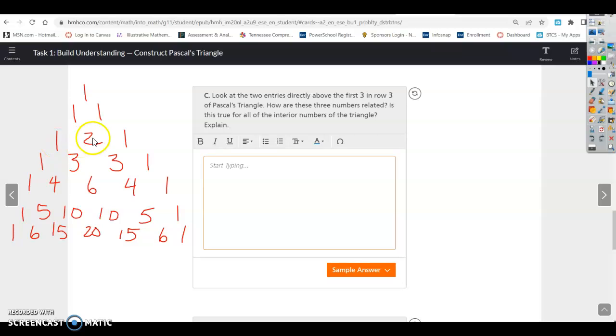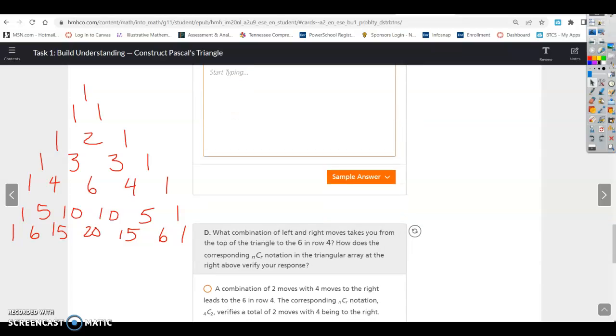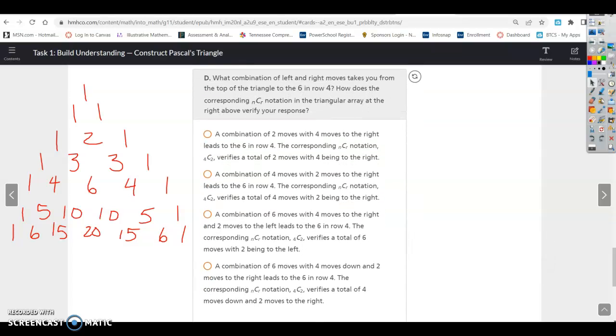How are they related? 1 plus 2 is 3. 2 plus 1 is 3. 3 plus 3 is 6. 6 plus 4 is 10. So the 2 numbers above a number in a row are always going to be the sum, or this number will always be the sum of the 2 numbers above it. All right, so those are related.